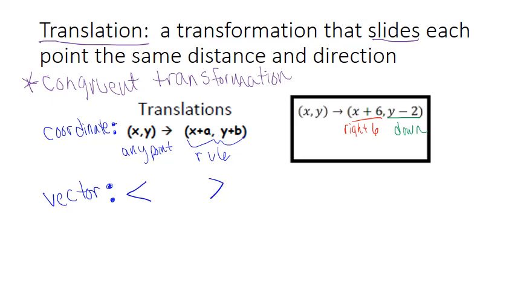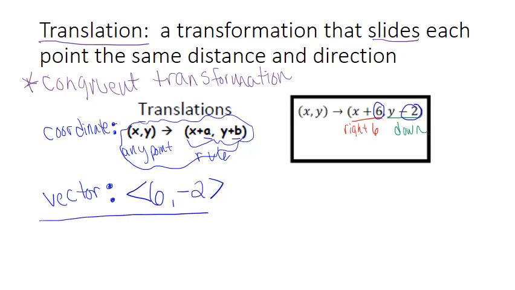And instead of writing the mapping like the coordinate notation up here, we're just going to write the value of a and the value of b, or our movements. So if we look at the movements in our box, we're moving to the right 6 units and we're moving down 2 units from our original image. Every single point on our shape is moving to the right 6 and down 2. So how we would write that in vector notation would be just like this. And we'll get used to that as we go on.